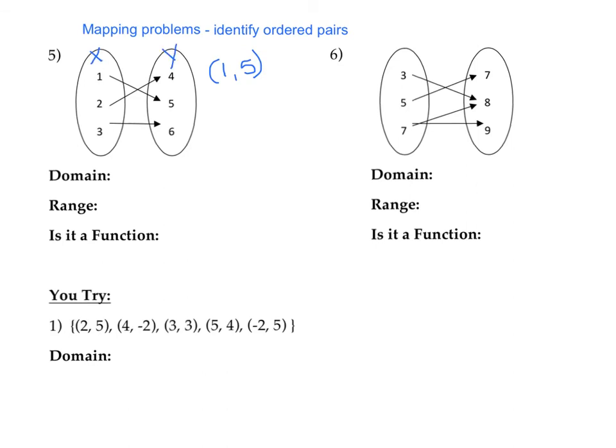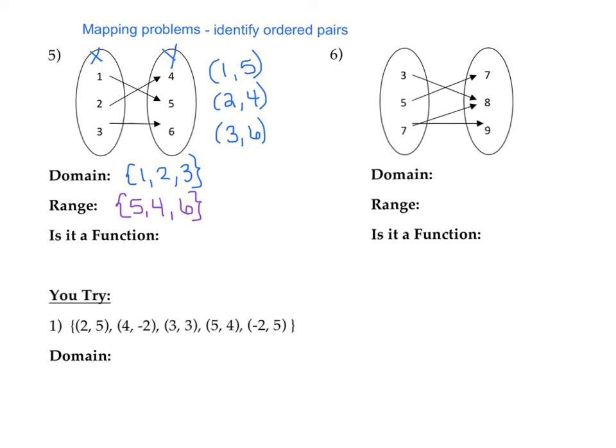Let's look at the next one. We go from 2 to 4. So your second ordered pair is 2 to 4. Our next ordered pair is 3 to 6. So we're going to write 3 to 6. And now you can identify your domain. Our domain is your x value, which is 1, 2, and 3. And your range is your y value, which is 5, 4, and 6.